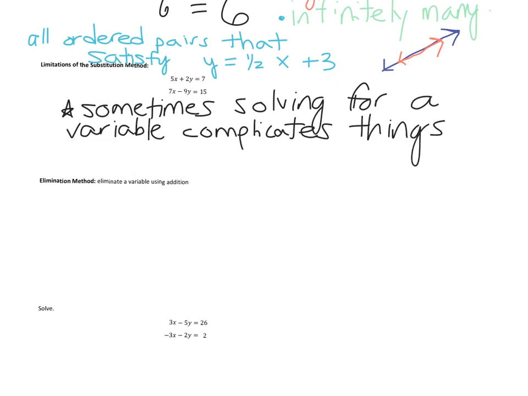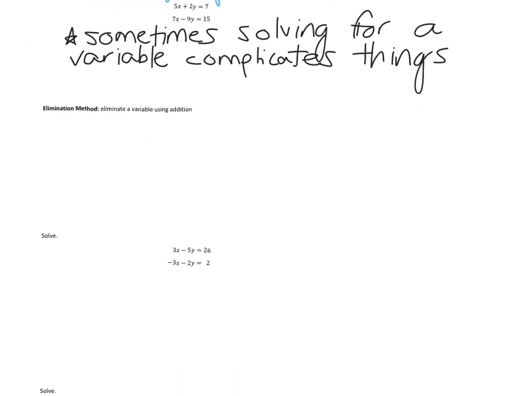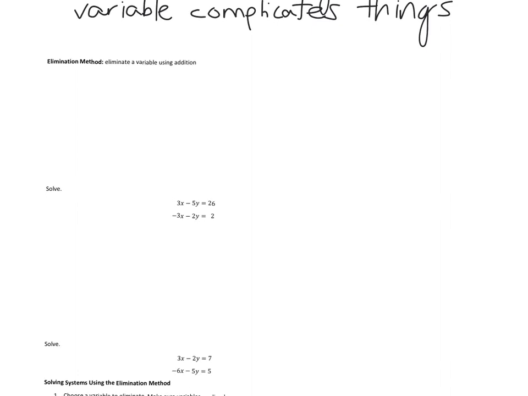Okay, so we need another method because it's all about being efficient. And the next method is the elimination method. And we eliminate a variable using addition. And we do this kind of thing when we solve linear equations, and we move terms to the other side of the equal sign. We do that by eliminating that term.